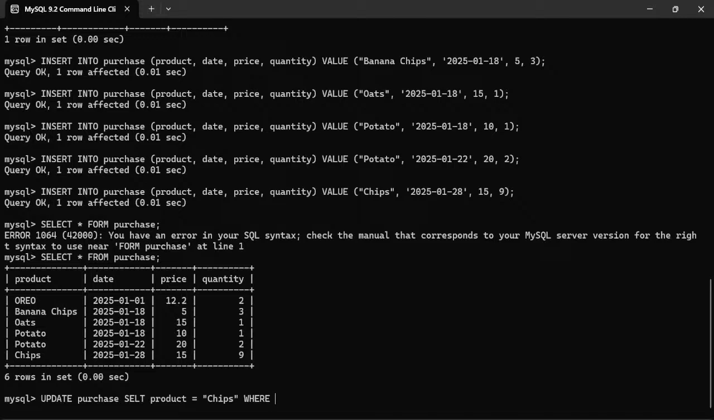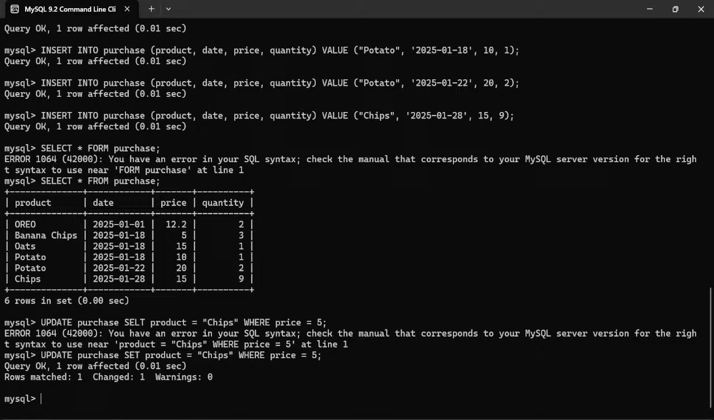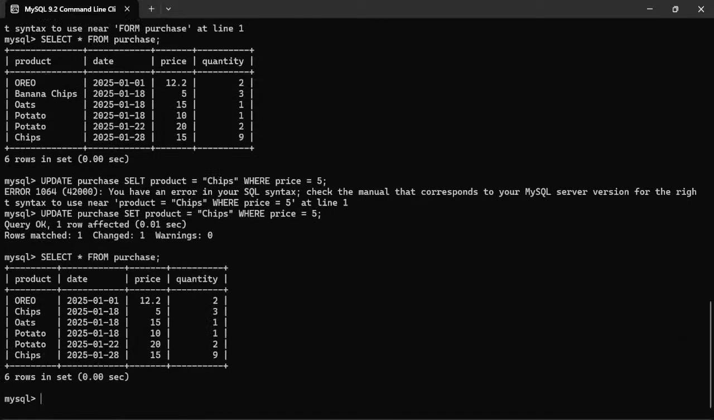What is unique here? I don't know. There is no ID here. Primary ID is not given. But where price is equal to 5, I can write that. Here I see price is equal to 5. Okay, purchase set. Yeah, fine.